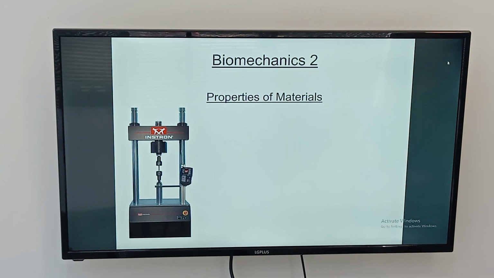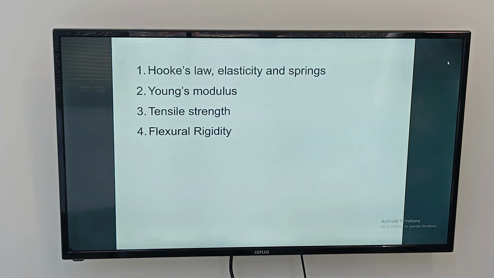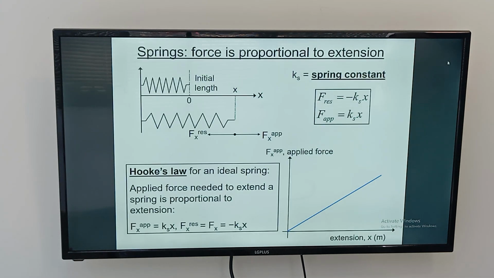In today's lecture, we're going to talk about biomechanics and the property of each material. We're going to look at Hooke's law, Young's modulus, tensile strength, and flexural rigidity. First, we're going to talk about Hooke's law and how the force of a spring is proportional to extension.